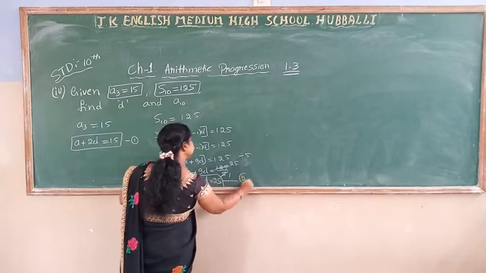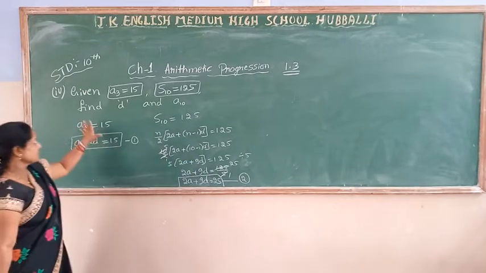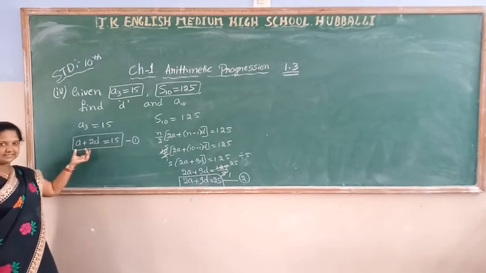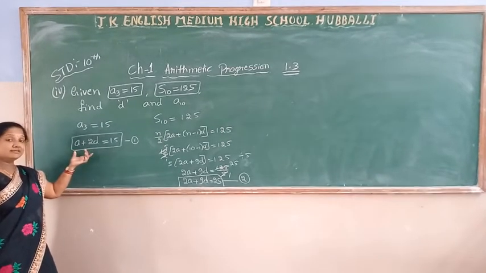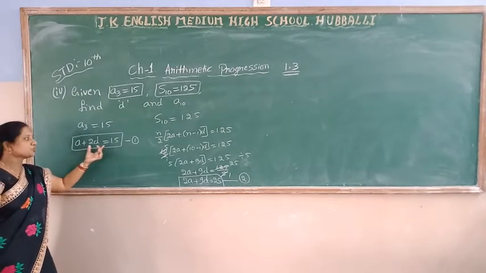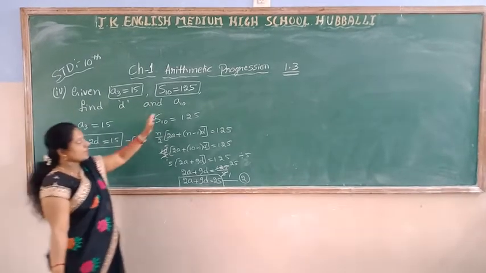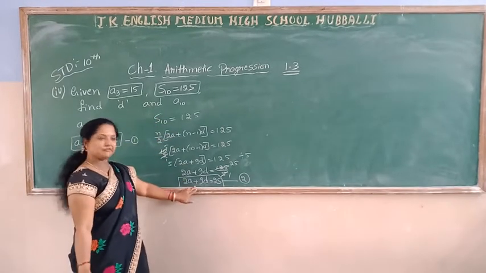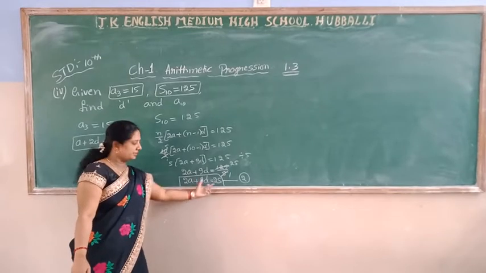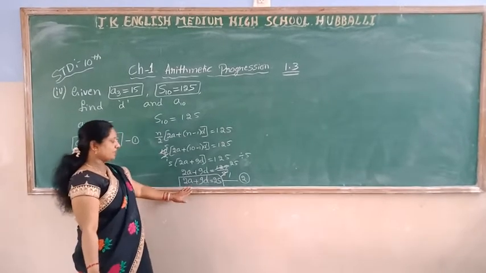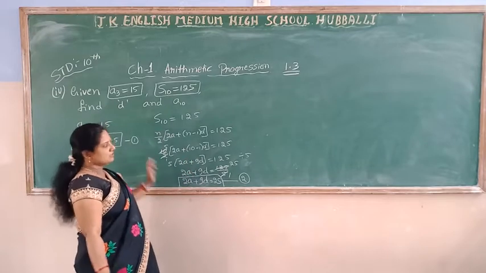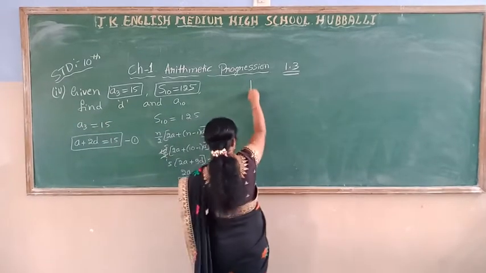equation number 2. So after simplification I got a linear equation in two variables. This is one of the equations, it has two variables, that is a plus 2d is equal to 15. And after simplification of this I got another equation, that is 2a plus 9d is equal to 25. So what I do is, in equation 2, I subtract equation 1 to get another variable value.